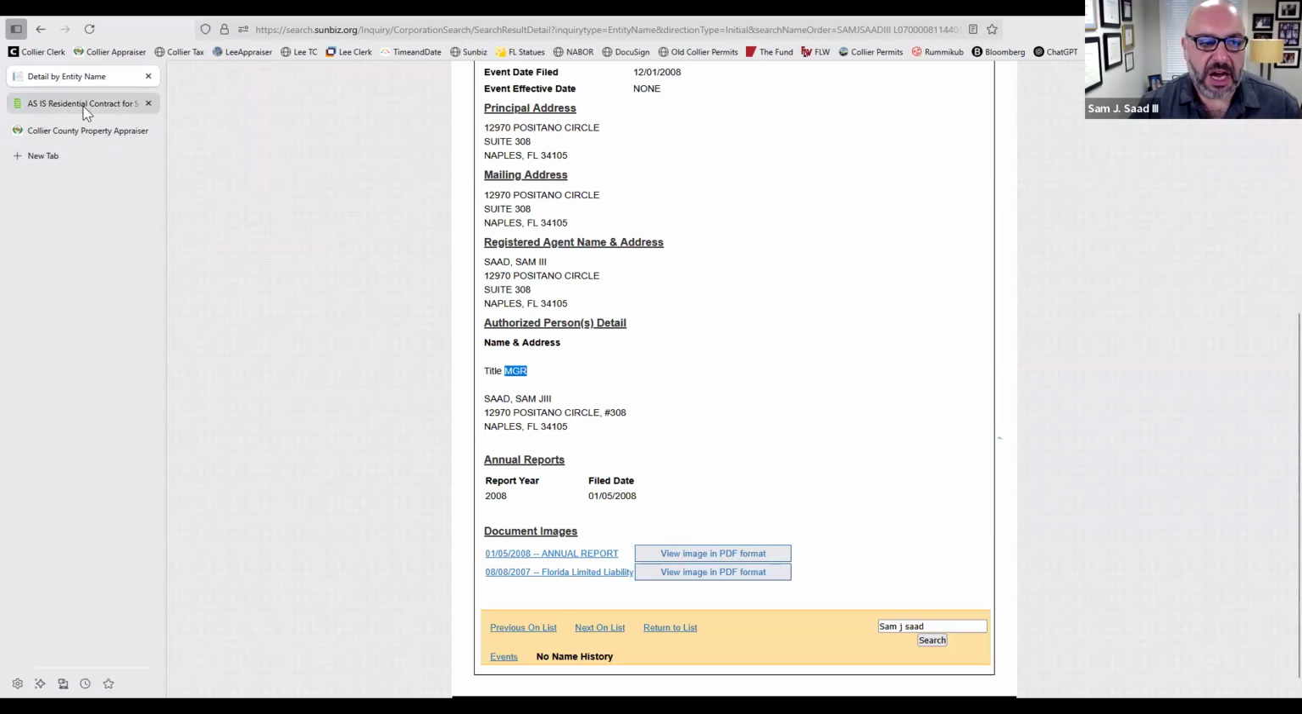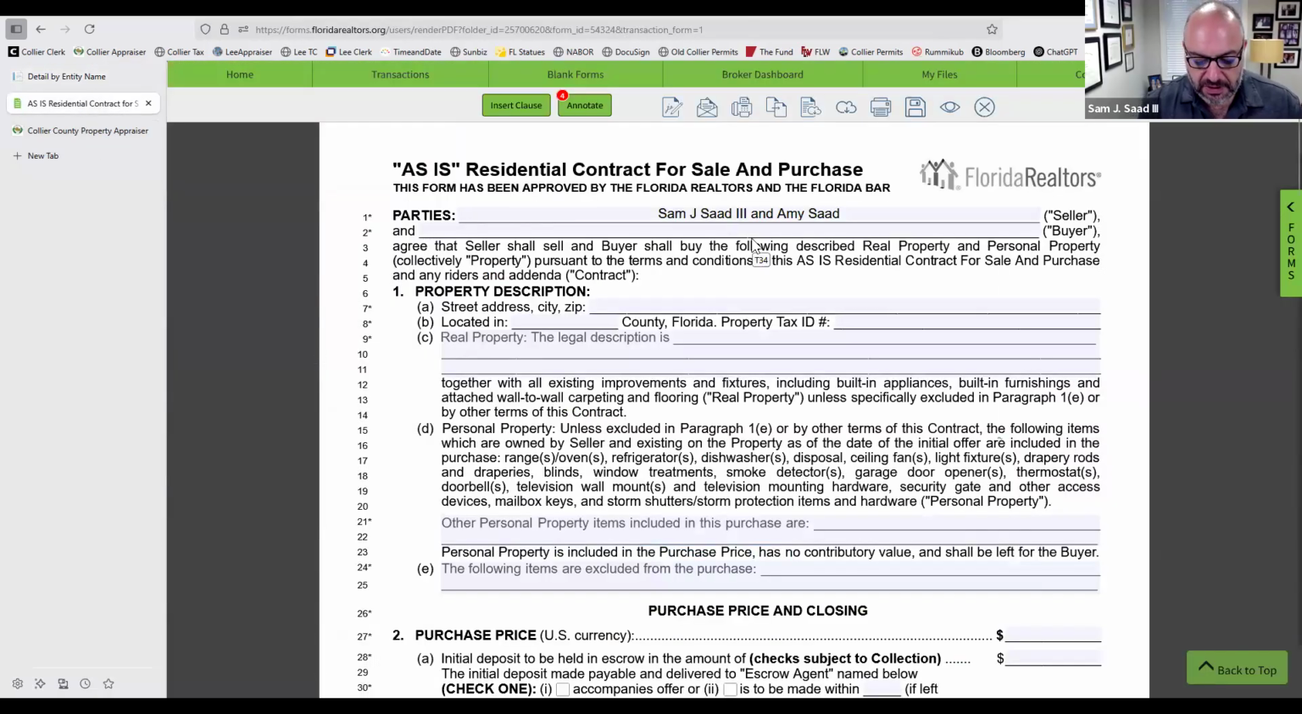So let's go back to the contract. This is going to be Sam J. Saad III LLC as the buyer. Notice how I'm putting that in here. If you want to be really formal, you could add a Florida limited liability company, although that's not really necessary. And it can cause issues with the signatures.